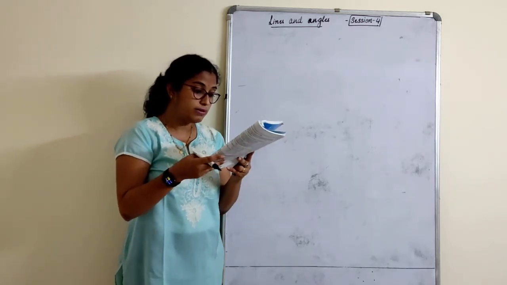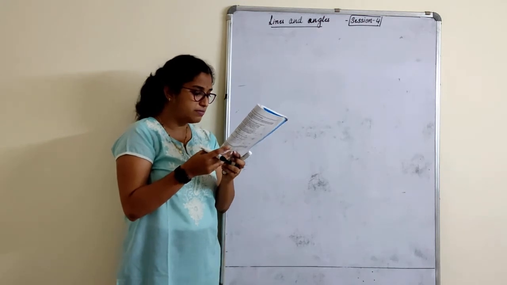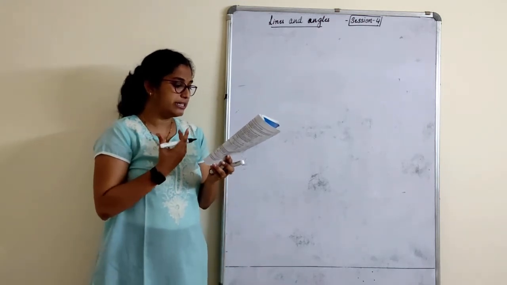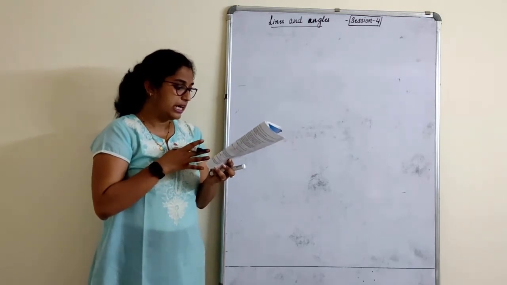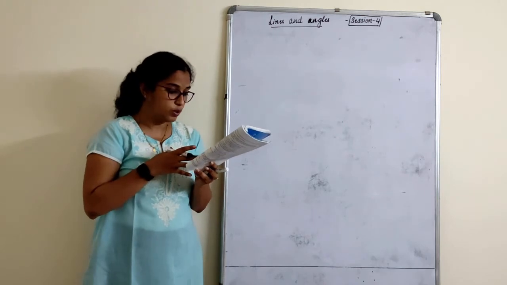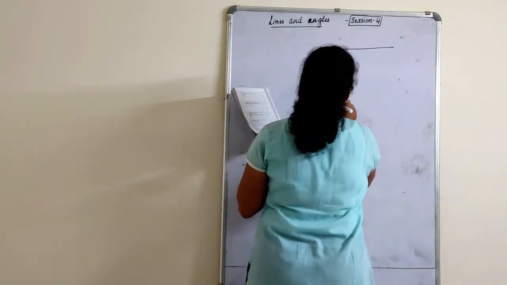PQ and RS are the two mirrors placed parallel to each other. An incident ray AB strikes the mirror PQ at B. Reflected ray moves along the path BC and strikes the mirror RS at C. And again reflects back along CD. Prove that AB is equal to CD. So let's draw quickly and finish it.